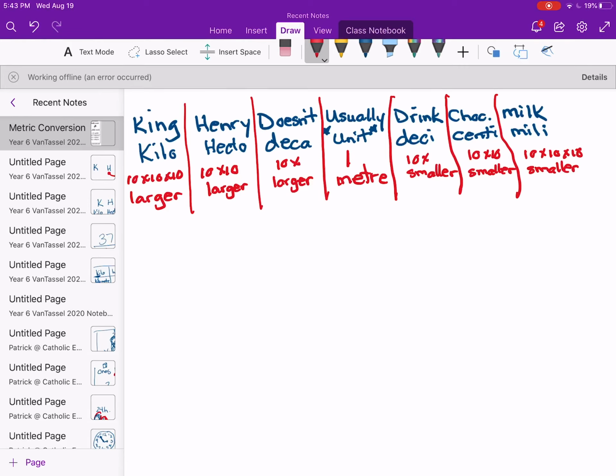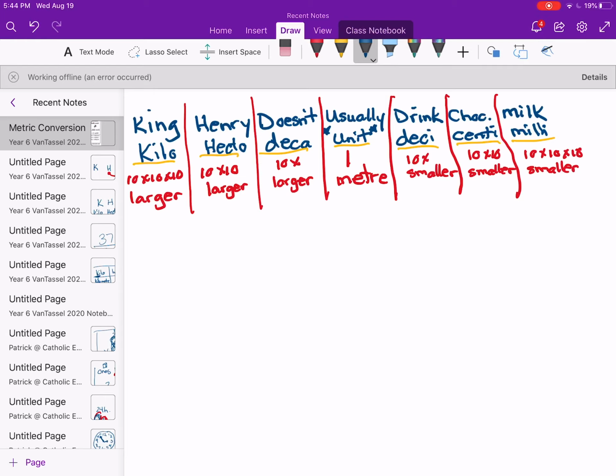So to do metric conversion, it's really easy because the metric system is all based on 10, powers of 10. So you can see here, I'll just change this to yellow. You can say kilo for like kilometer or kiloliter or kilogram, hecto, deca, unit, deci, centi, and milli. Oh, should be two L's there.